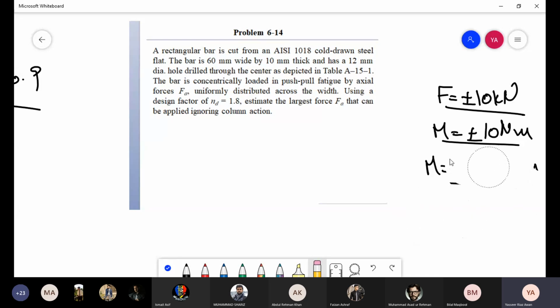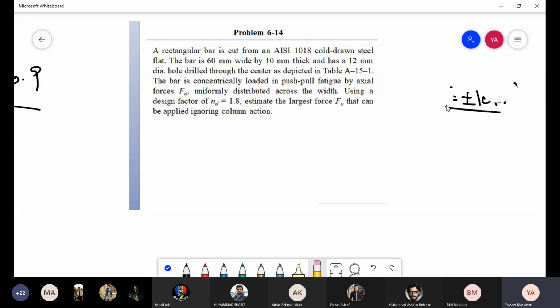These two things we ought to know, and we will discuss them in the upcoming lectures: what to do with mean stresses, and what to do when axial, torsional and bending stresses are there simultaneously.